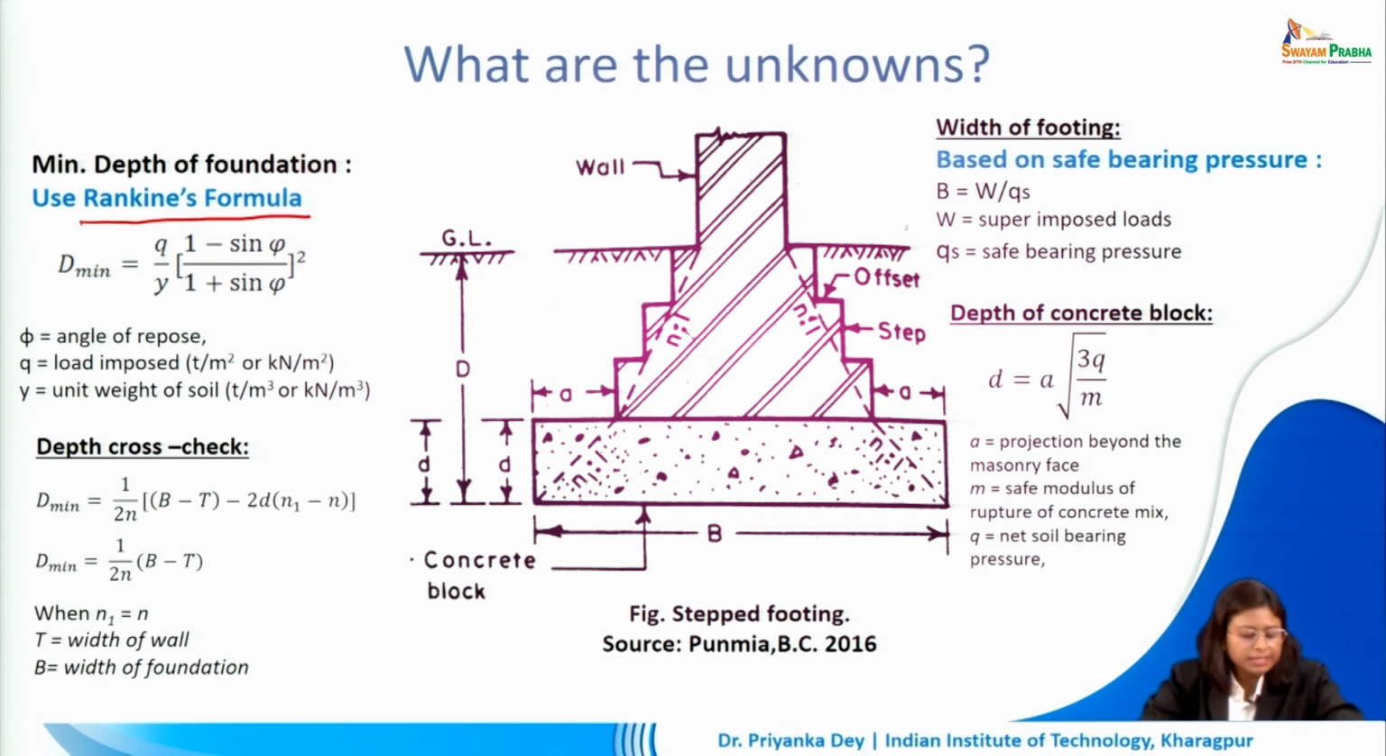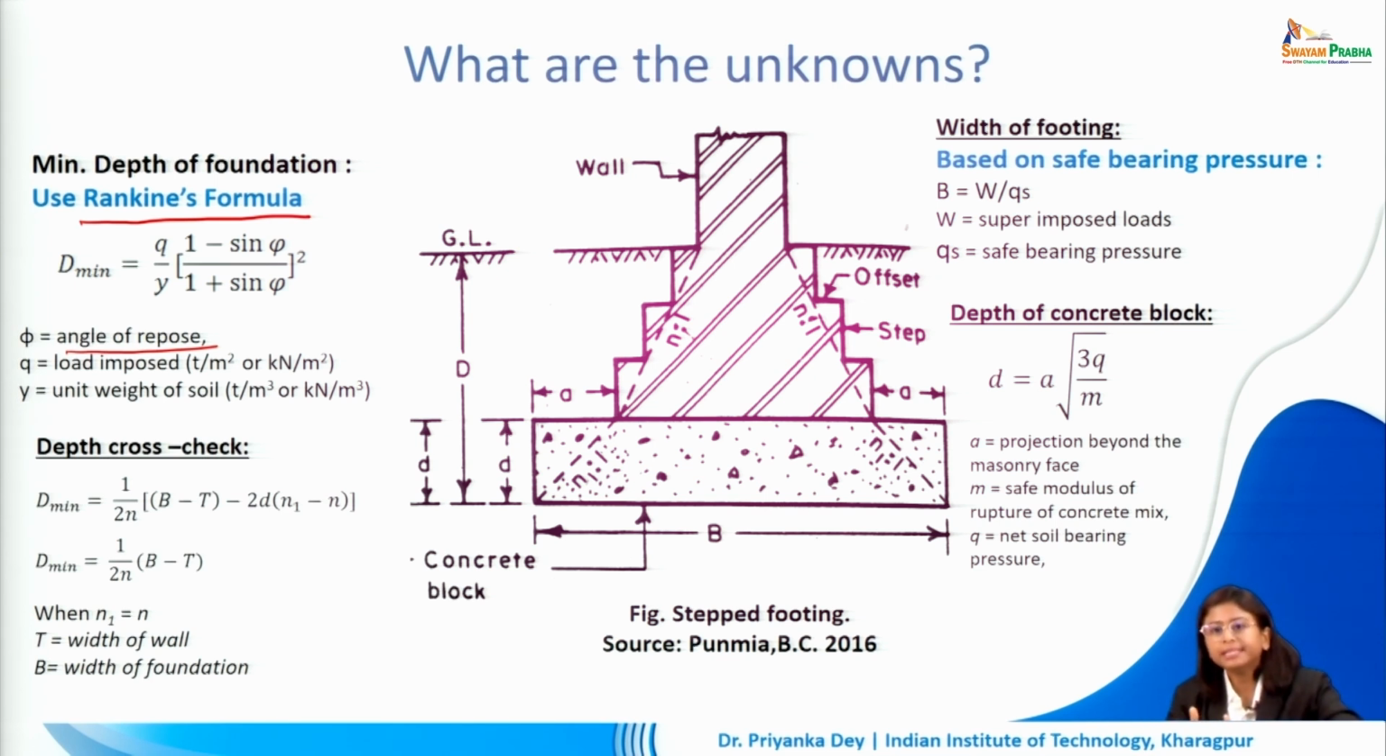Now the formula is d minimum, which is the minimum depth, equals q by γ into (1 minus sin φ by 1 plus sin φ) whole square. Now φ here is the angle of repose. We will understand what that is soon. q is the total load which is coming in ton per meter square or kilonewton per meter square. γ is the unit weight of soil in kilonewton per meter cube. Now with this formula we can calculate the depth of the footing.